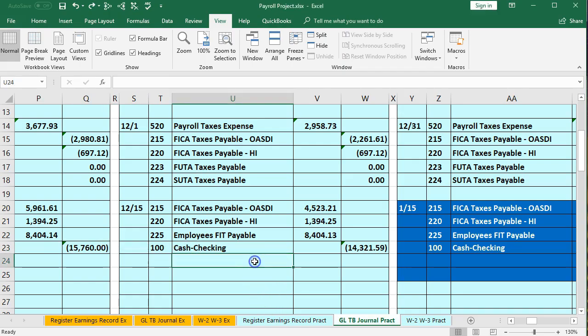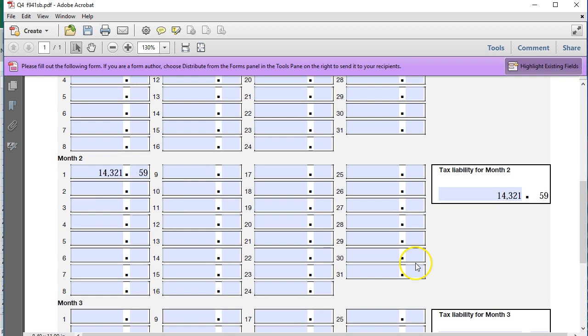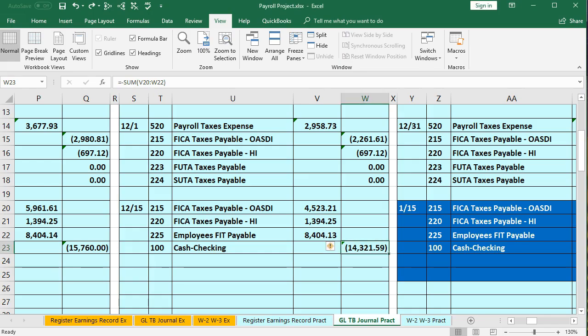Okay, so then we're going to go back over here. Now we've got December. We're going to pick up this 14,321.59 that was made in December for November. So we'll pick that up. That happened in our second month. So that's going to be here. It's going to be 14,321 tab 59. Now that's going to be our total because it's our only payment. 14,321 tab 59.